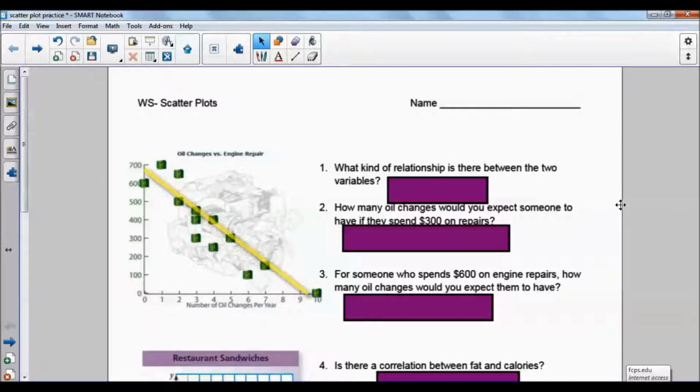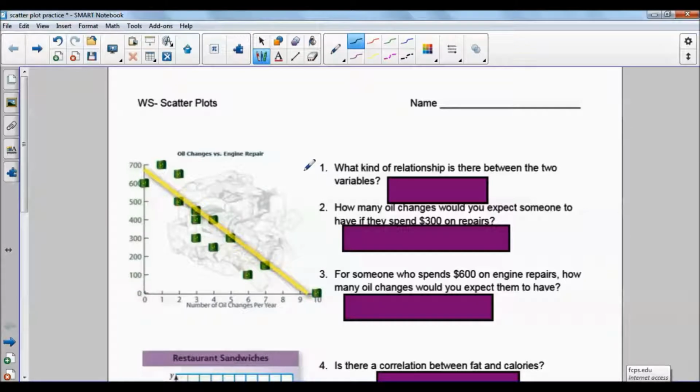Okay, so our first scatter plot has oil changes versus engine repair. At the bottom here, we're going to see the number of oil changes per year, and then the side tells us how much money they're going to spend fixing their engine. First, they want to know what kind of relationship there is between the two variables.